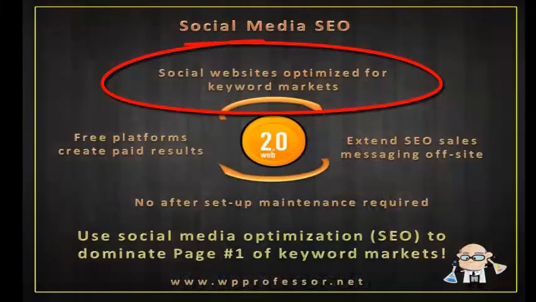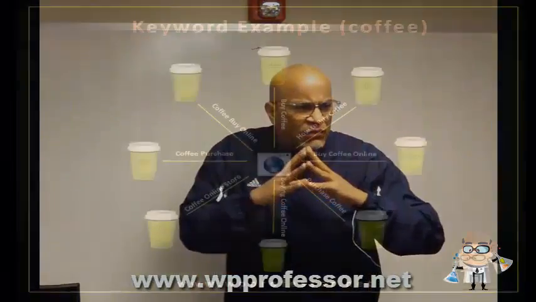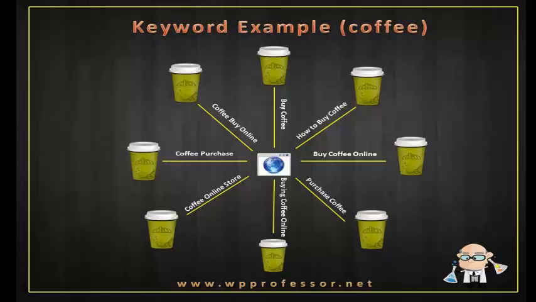So social websites optimize for keywords. For instance, and we're going to use coffee. We're going to talk a lot about WordPress, but WordPress websites are used for a vast array of product sales, obviously. Let's use 3 keywords. We will use buy coffee, buy coffee online, buy or purchase coffee. So we'll use those 3 keywords.